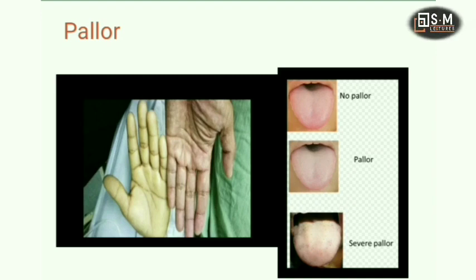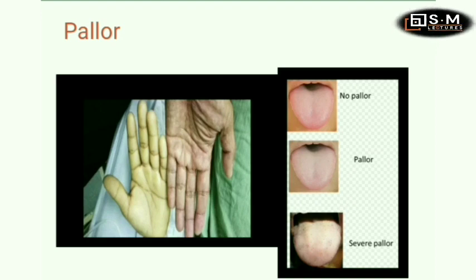So in these palms, you will see the smaller one is pale, and the other one is not pale. This one is a normal hand, this one does not pale. So a pale hand is an indication that the individual has anemia.